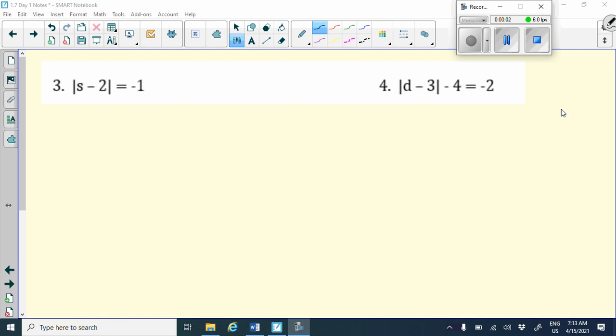Hey guys, so here's part 2 of the 1.7 day 1 notes. Once again, we are solving absolute value equations. Okay, so number 3, we have the absolute value of s minus 2 equals negative 1.